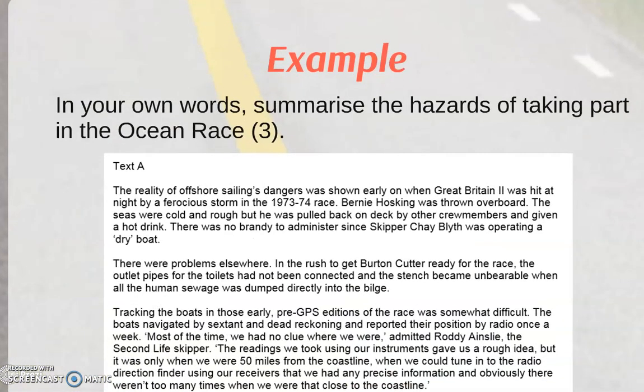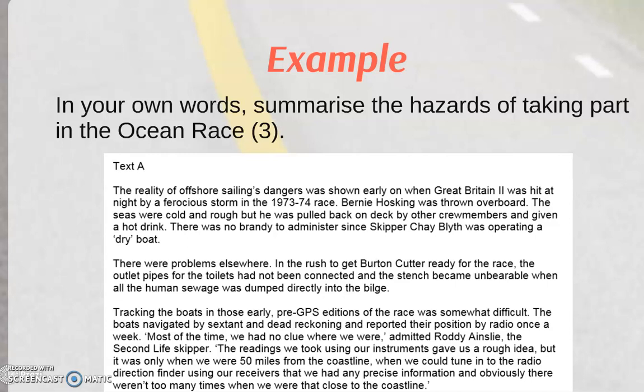Okay, so I'm going to work through an example with you to model how to approach this question. Here we have a question asking us to summarise the hazards of taking part in this boat race called the Ocean Race. They have kindly reminded us to use our own words, thank you WJEC, but they don't always do this, so make sure you remember when you see summarise to not copy from the text or use quotes.